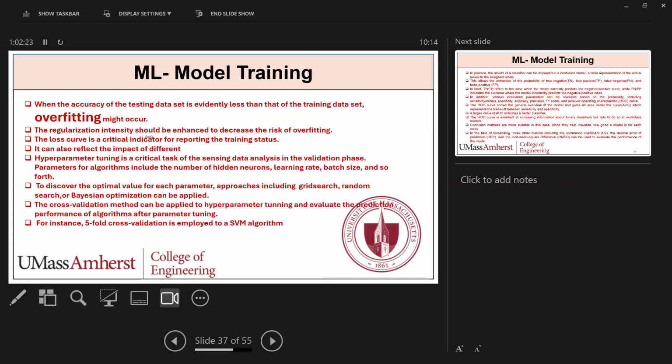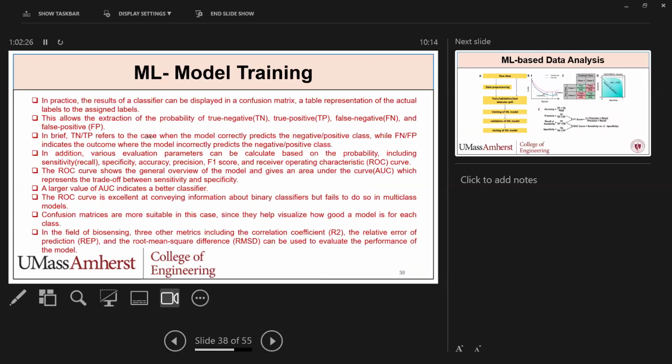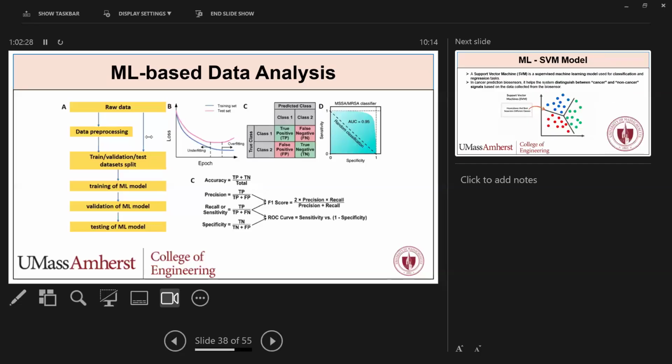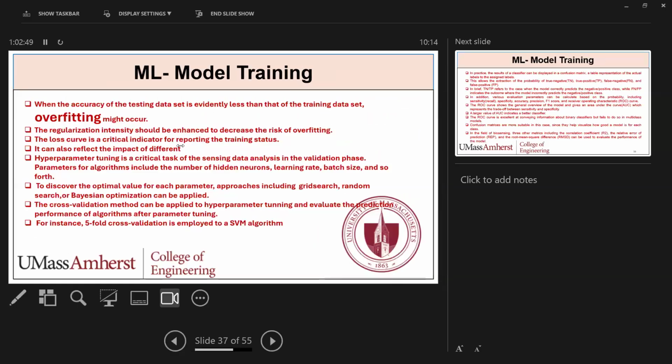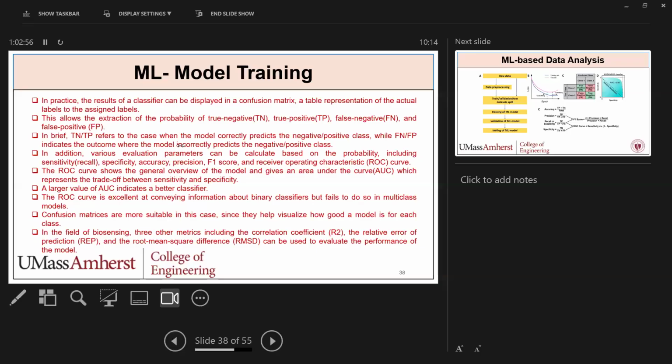I don't want to go too deep into all this. This is the main figure where you can see the raw data, data processing, and then you train the model, validate and test, and you get overfitting or underfitting. You can overcome this overfitting or underfitting by regularization intensity. So you play around with the hyperparameters and the algorithm.